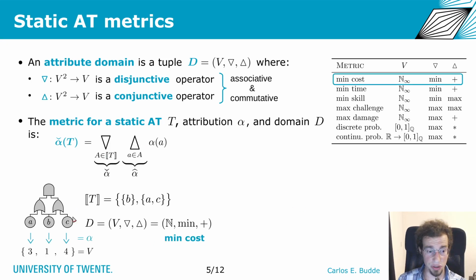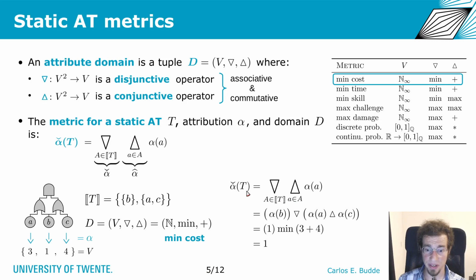Let's compute the min cost of this attack. We have an attribution that assigns these costs to these basic attack steps, and then we are going to apply this definition of a metric where I'm going to calculate the disjunction between this attack and this attack, and for each of the attacks I'm going to use the conjunctive operator. So now I replace these values by their definition and summarize to this final conclusion, which is saying just perform the attack with value 1, that is B, that is successful, and that suffices.